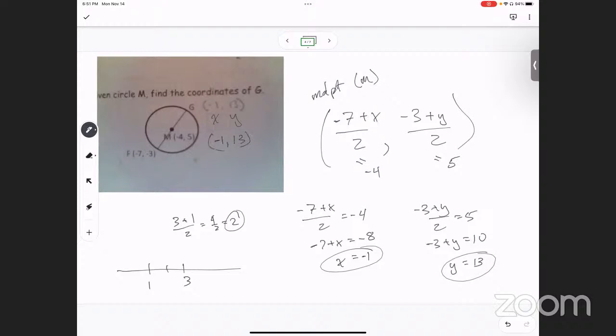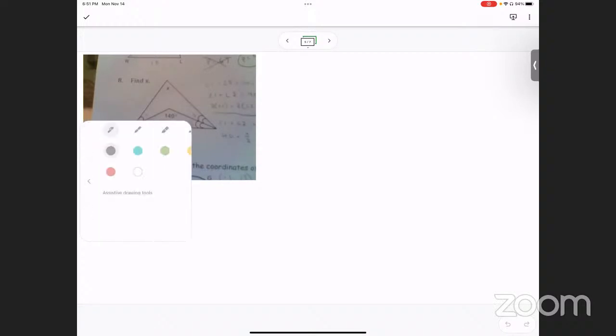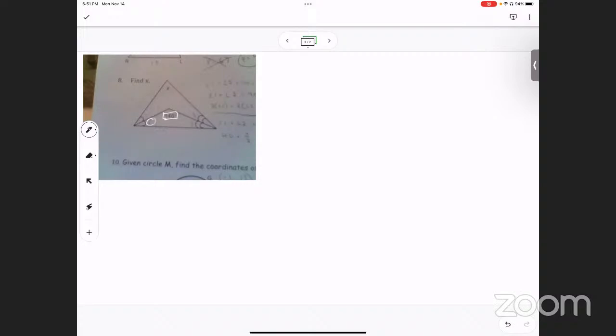Okay. Got it? Yep. Find x. These are the ones that I get really confused on. Okay, so for this one, 140 is this. So you know that these two are going to have to add up to 40, right? So let's write variables here. Let's call that x, and let's call that y.